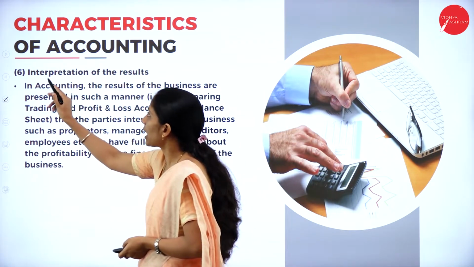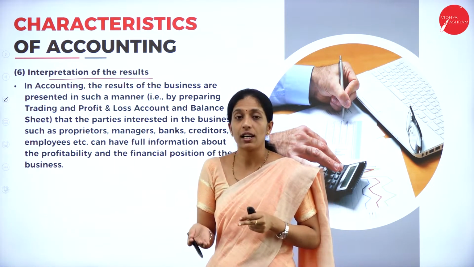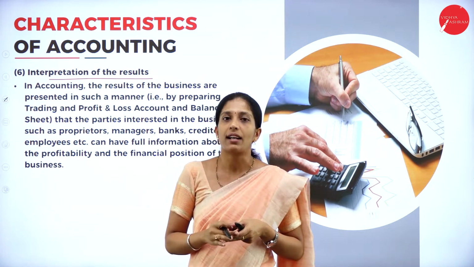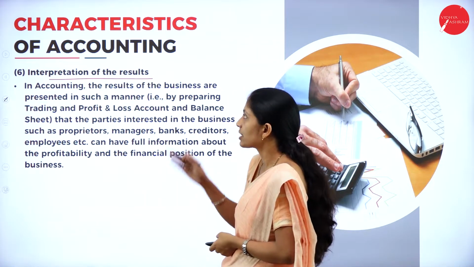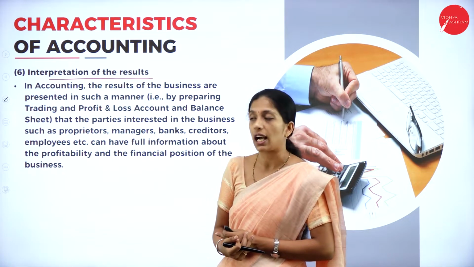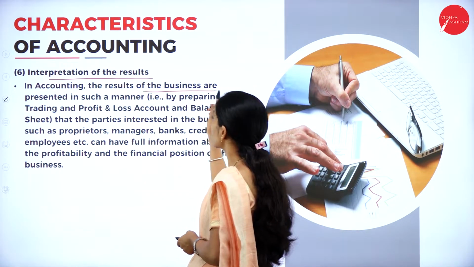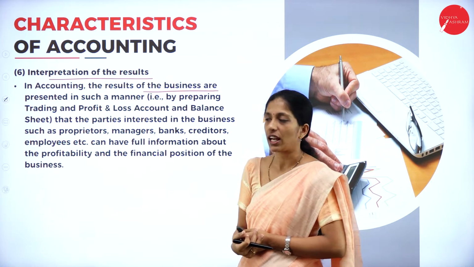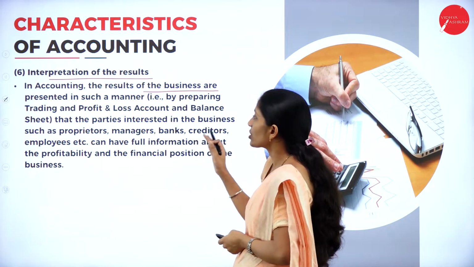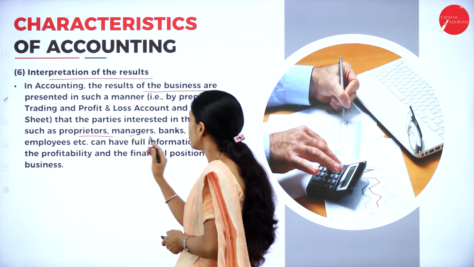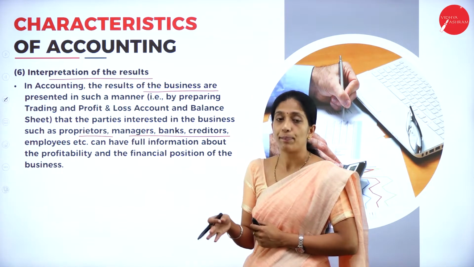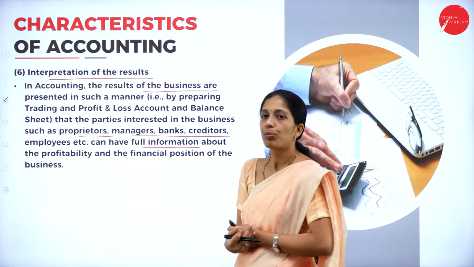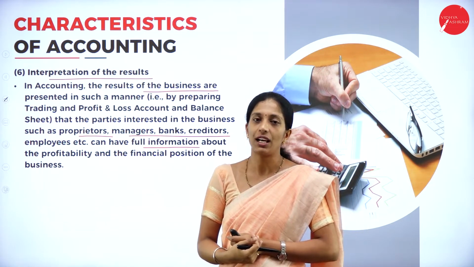Next one is interpretation of the results. After summarizing, that is after presenting the accounting information in an understandable manner, we have to interpret the results. Now let us see what this interpretation of accounting results is. In accounting, the results of the business are presented in such a manner, that is by preparing the trading and profit and loss account, that the parties interested in the business, such as proprietors, managers, bank, creditors, employees, CEO of the organization, can have full information about the profitability as well as the financial position of the business.